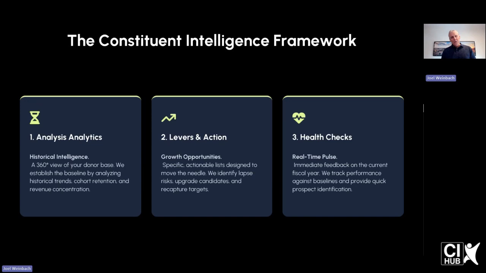And then the third pillar is health checks, real-time pulse, updated daily, what's going on this year versus what happened in prior years over the same time period, in the same months, etc. So all of these are built into the constituent intelligence framework, and they're all pre-built analytics that are available to you a day after we implement.